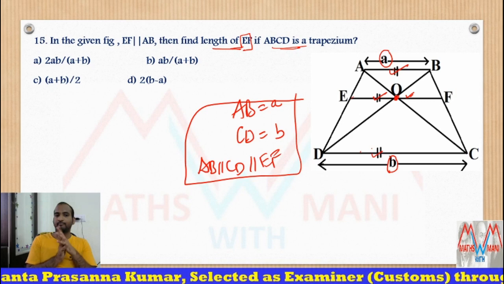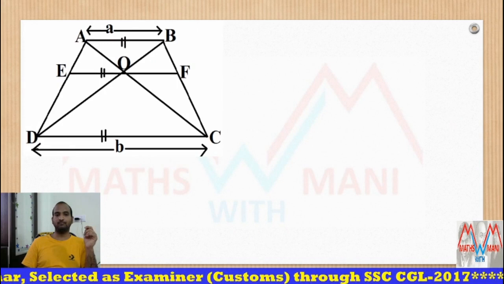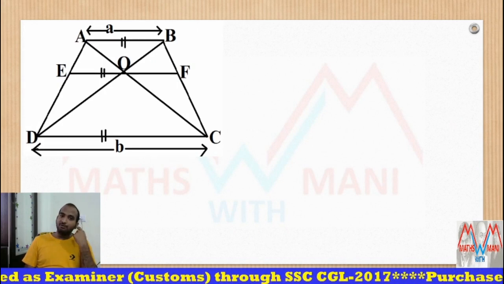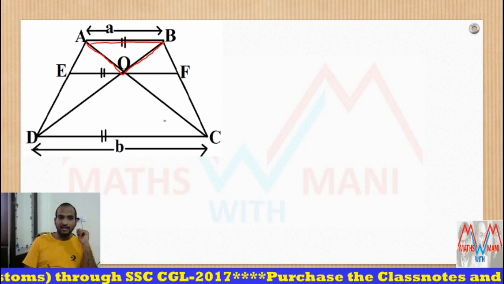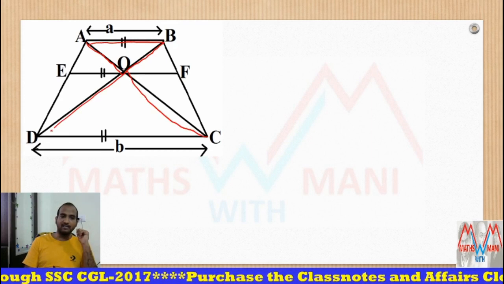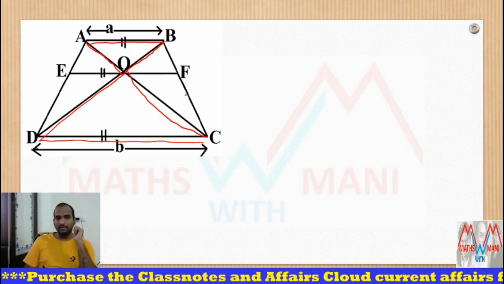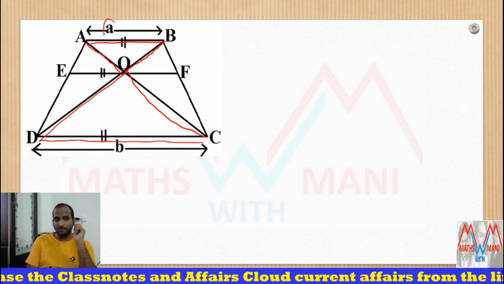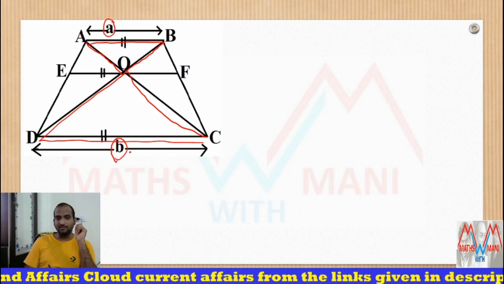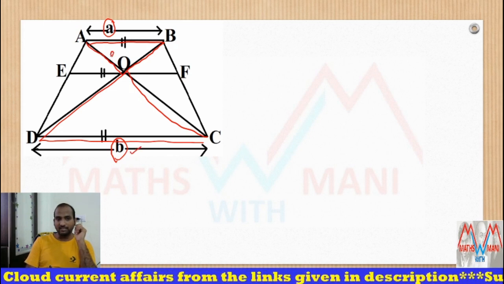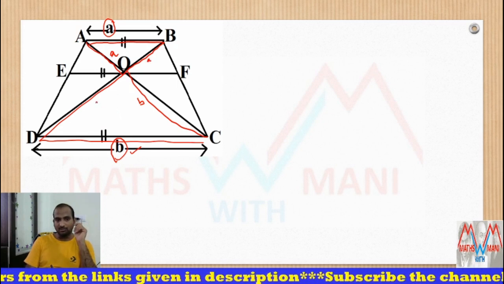Very good. Okay. See this. We know that triangle AOB and triangle COD are similar. I hope all of you know this. And it was given that the corresponding sides AB and CD have the ratio a and b. So definitely the ratio is a is to b.